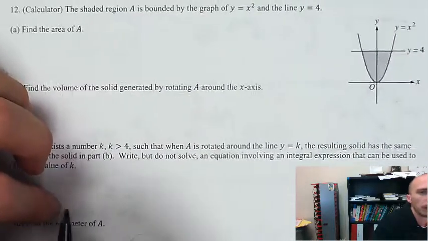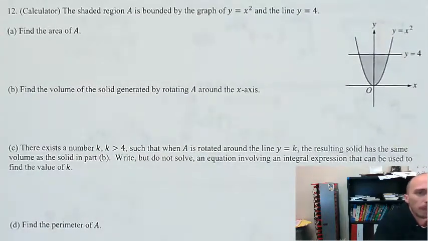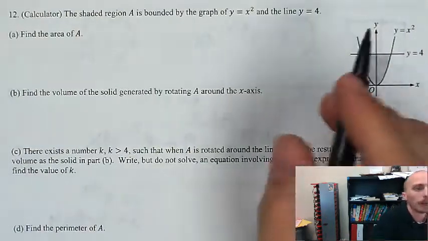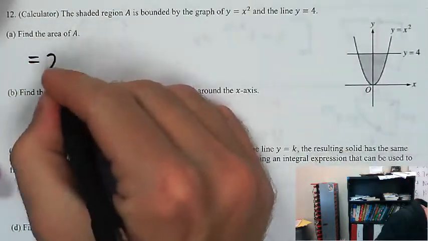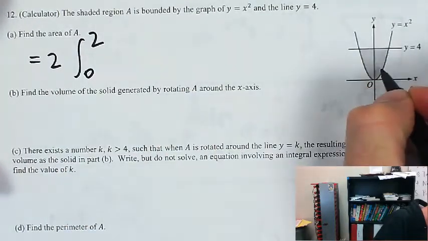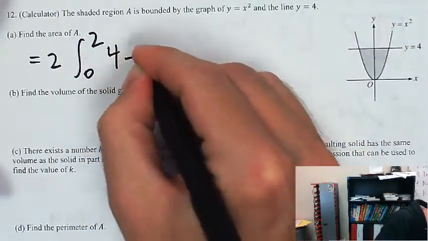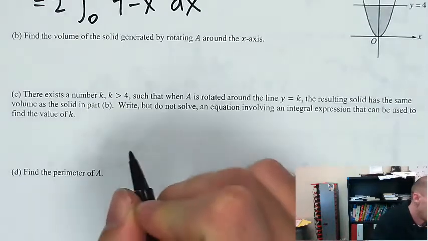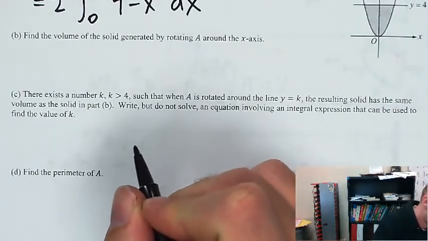All right, last one. A is bounded by the graph of x squared and 4. Find the area of A. Okay, well, that's going from -2 to 2. Maybe I'll say that that's going to equal twice the integral from 0 to 2 of top is 4, bottom is x squared. And find the volume of the solid generated by rotating A around the x-axis.